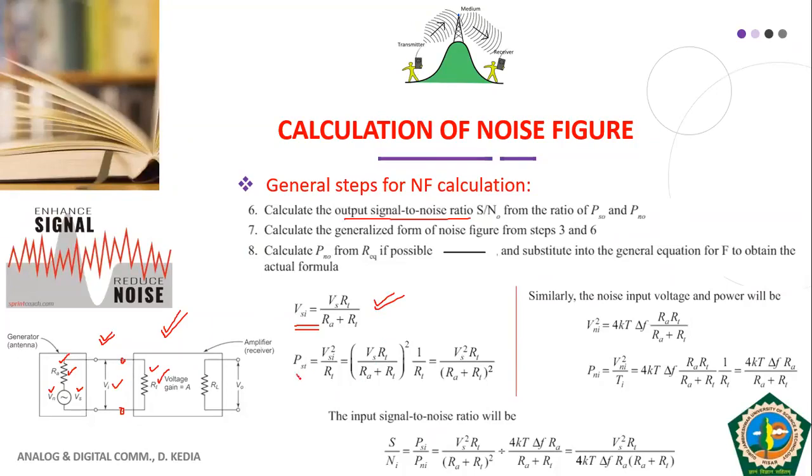Then what will be the input signal power? Input signal power will be V square by R. Okay, so if we do that, this is how we get the input signal power.